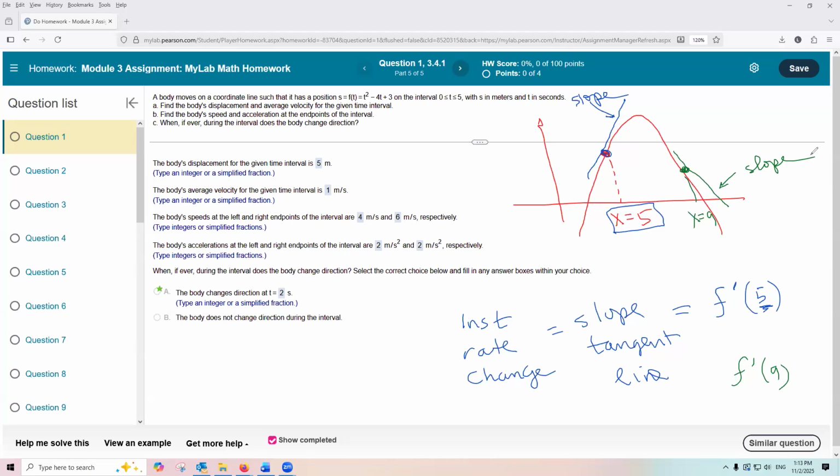And now, remember that instantaneous rate of change is different than the average rate of change. The average rate of change is not a tangent line. The average rate of change is the secant line. So this is the slope of a secant line. So keep in mind this distinction. All right, well, let's go ahead and get started with this one.